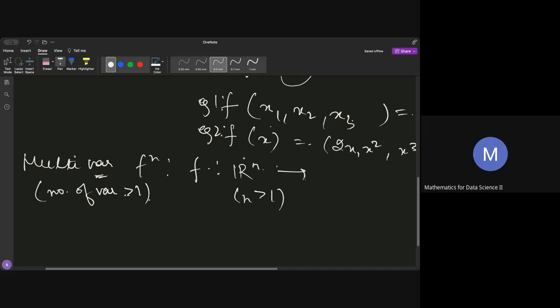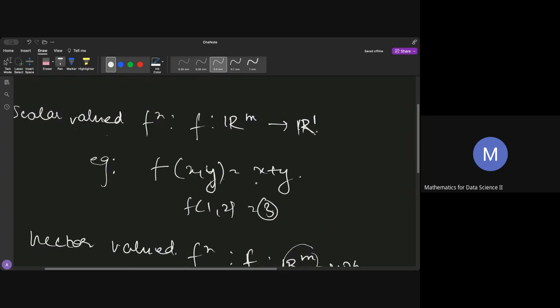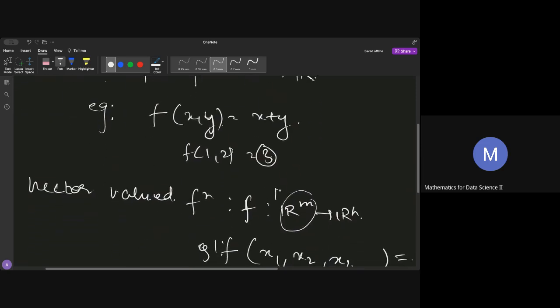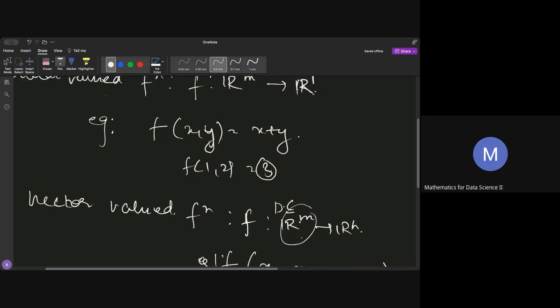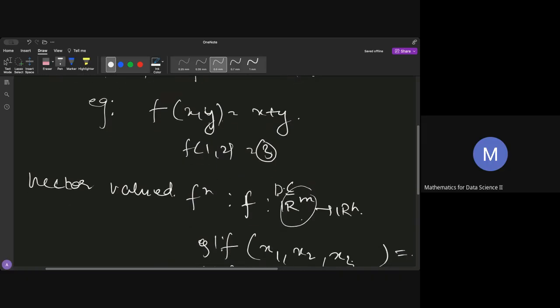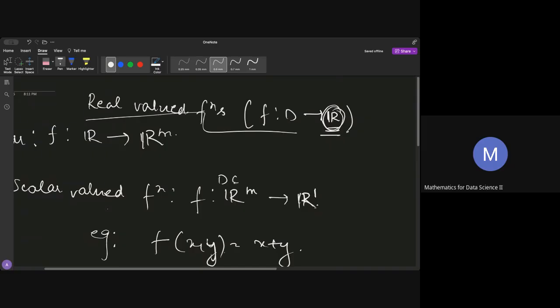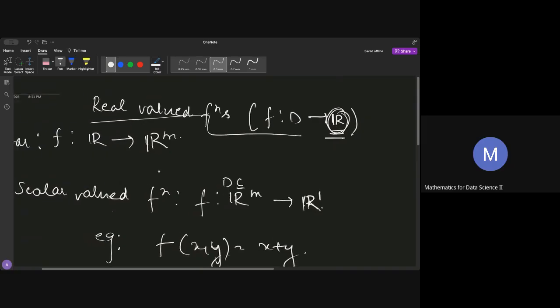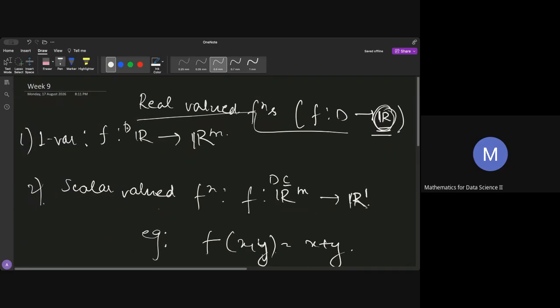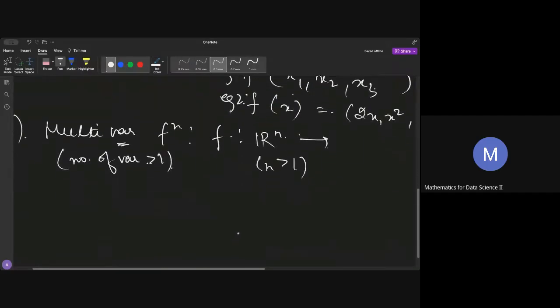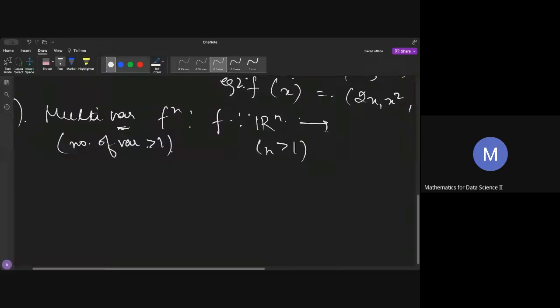or it doesn't have to be. When I write Rm here, I mean there is a domain. The domain of this function has to be in Rm. When I write R here, I mean the domain of the function is in R, right? And then here the domain will be in Rn, and this is a multivariable function.